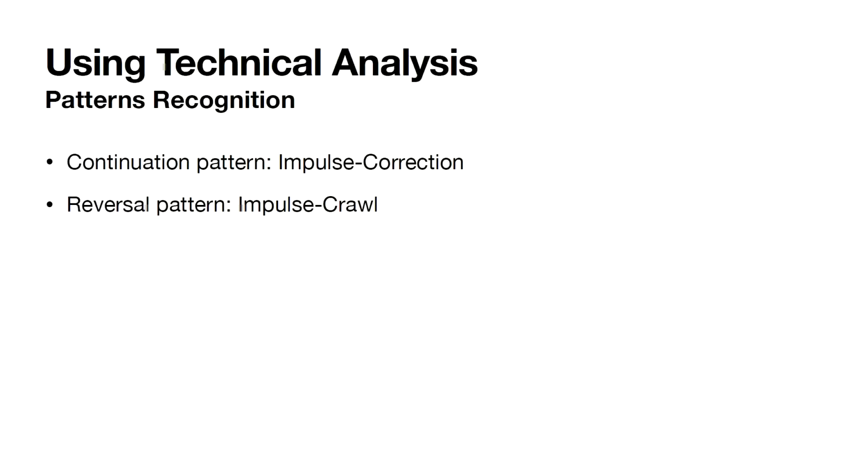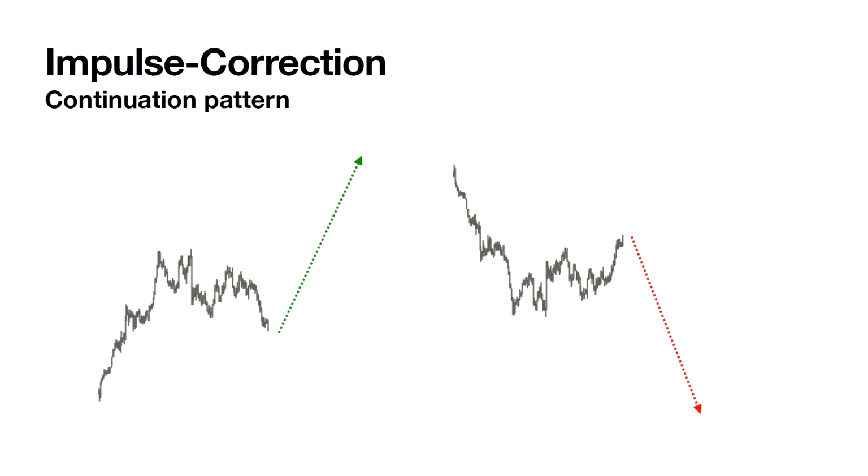For me, the continuation pattern is what we call impulse correction, a combination of two pieces in the market. And a reversal pattern for me is basically an impulse plus a crawl, two pieces combining in the market. So exactly how does this look? Let me show you on the board.